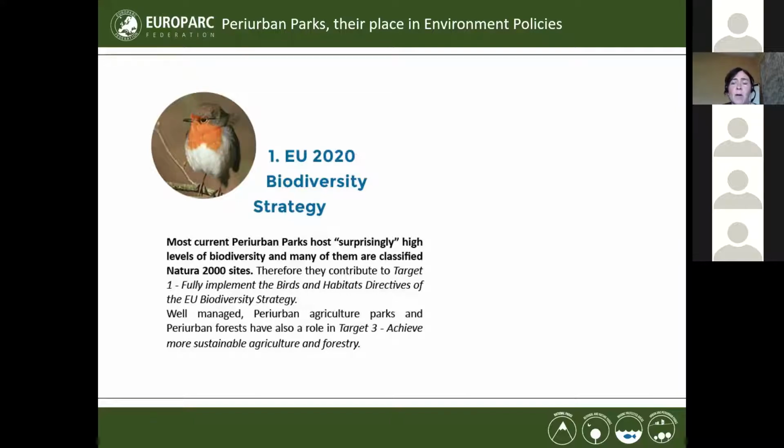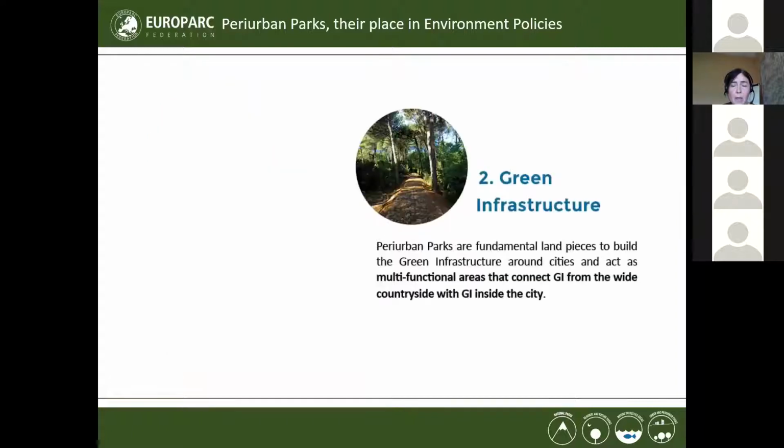Peri-urban parks, of course, have a main role in protecting EU biodiversity. Most of this type of parks are classified Natura 2000 sites. They also play an important role in promoting and building the green infrastructure. They constitute a link connecting green infrastructure from the wider countryside and green infrastructure inside the city.